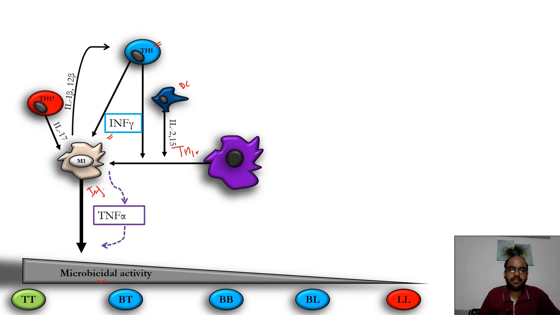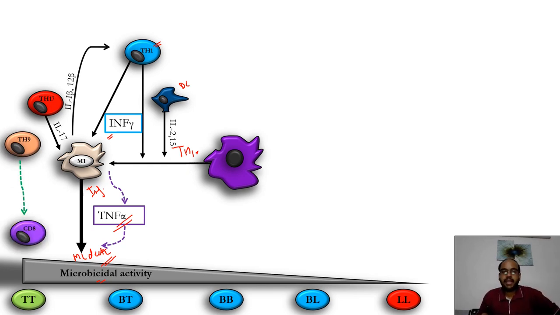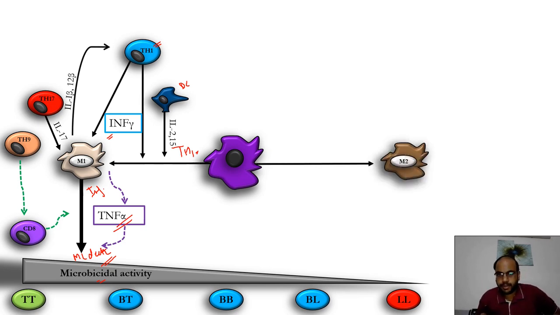Additionally, by the action of the inflammatory cytokine TNF-alpha, I increase the inflammatory activity leading to cell death, M. leprae death, leading to tuberculoid pole. We are clear on that? The TH9 subset, by the action of interleukin 9, can also lead to increased microbicidal activity leading to tuberculoid pole. Done. So this is how tuberculoid pole sets in specific individuals.